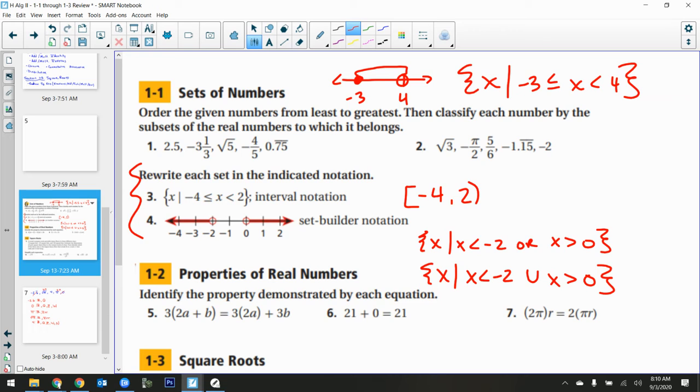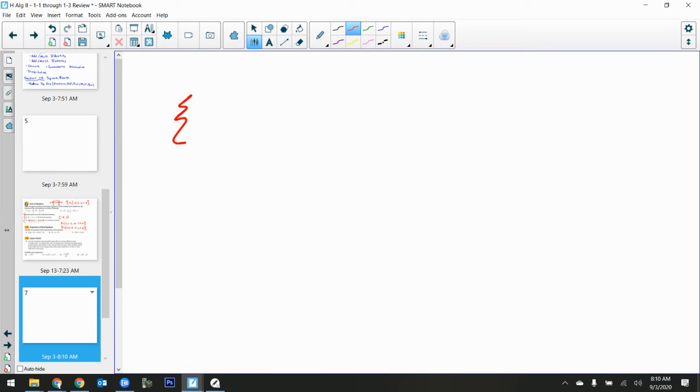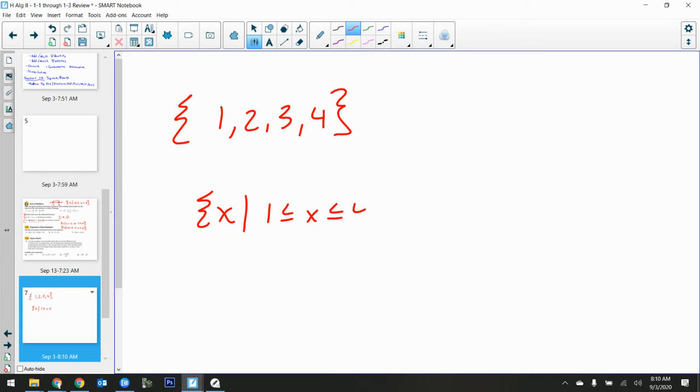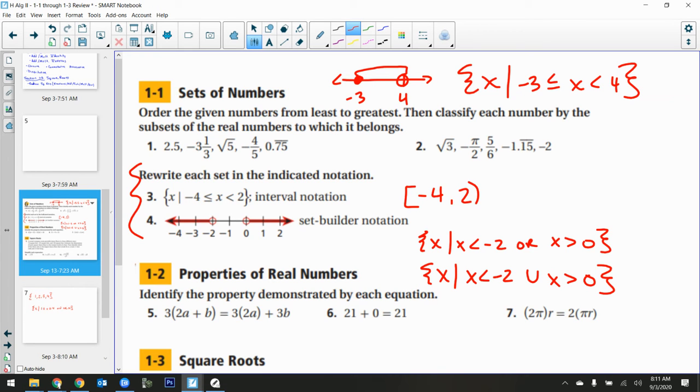An example where I would have to narrow my focus would look like this. If you've got a roster notation of 1, 2, 3, 4, sure. You would say the set of all numbers x such that it's between 1 and 4, but I don't want all numbers between 1 and 4. I only want, and x has to be natural. Okay. Those are all natural numbers. Make sense? All right. Okay, that's done with the different forms.